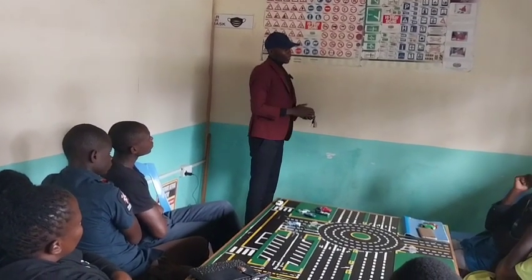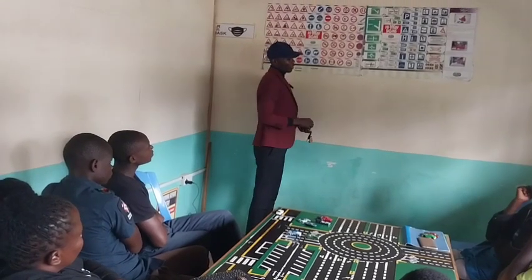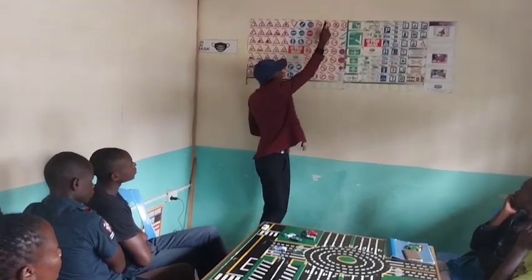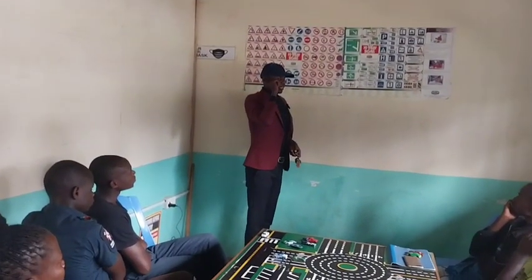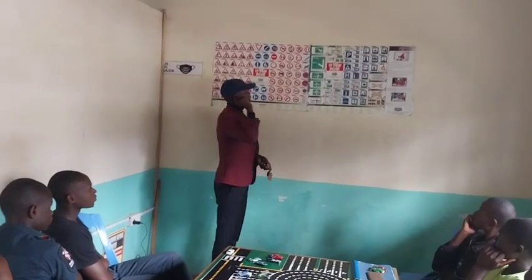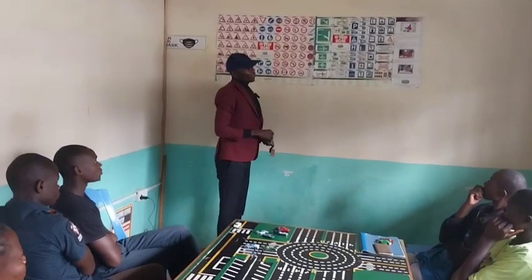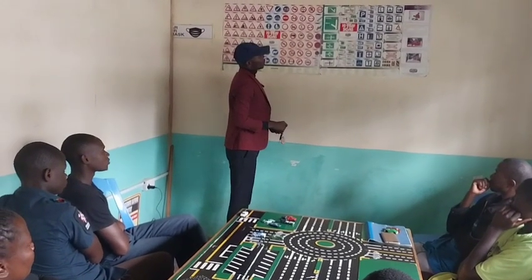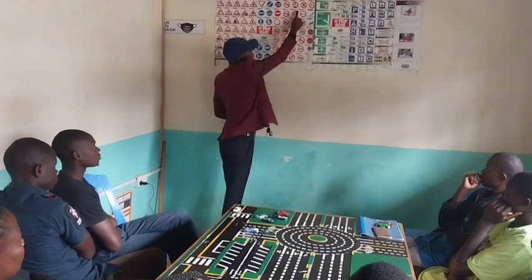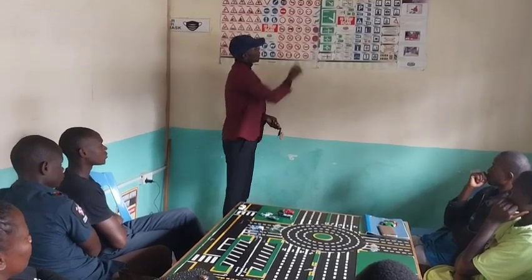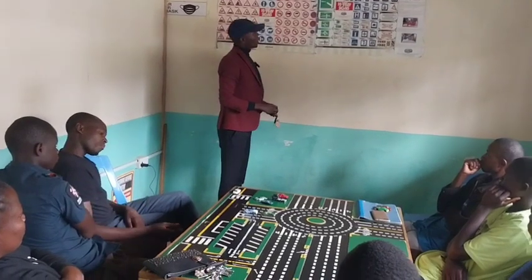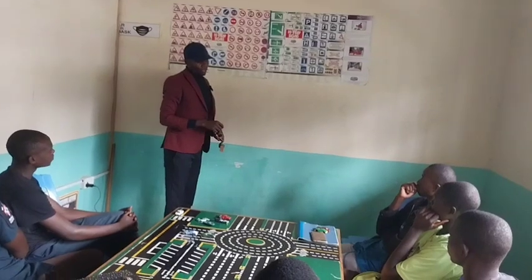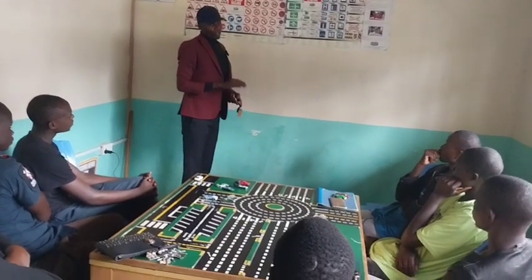No entry for vehicles exceeding 2 meters in width. This could be a bridge, and that bridge is only meant for light vehicles. Are we together? Then no entry for vehicles exceeding 3.5 meters in height. That one could be a tunnel. No entry for vehicles exceeding 5 tons gross weight. No entry for vehicles exceeding 2 tons per axle. These could be on a road where commercial vehicles are not allowed to use that kind of road. That road is only meant for light vehicles.